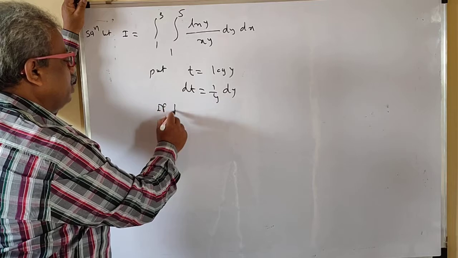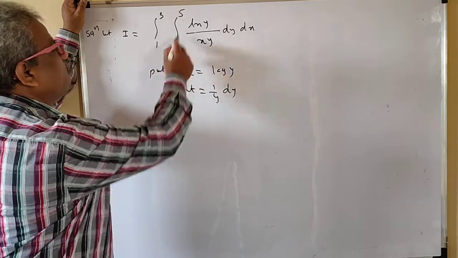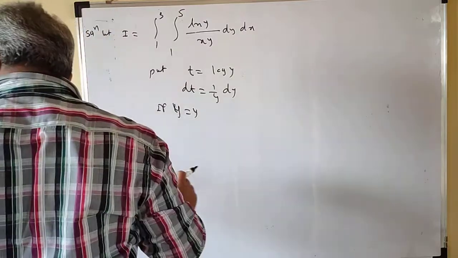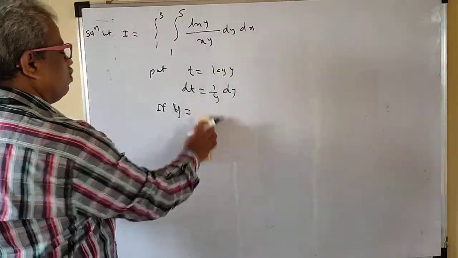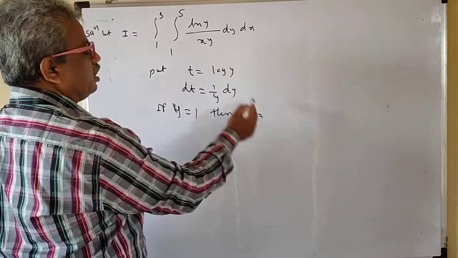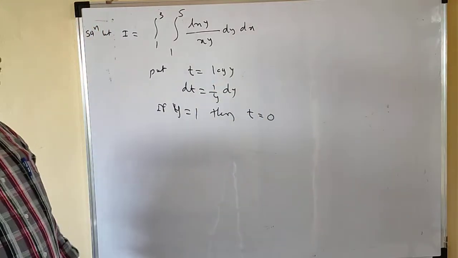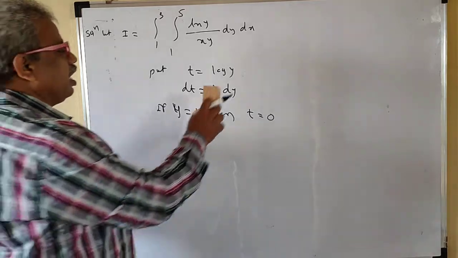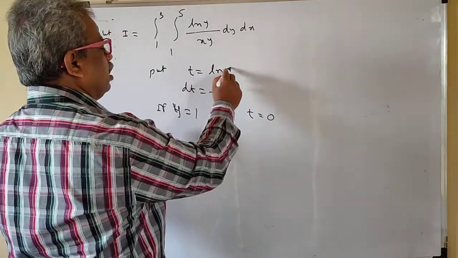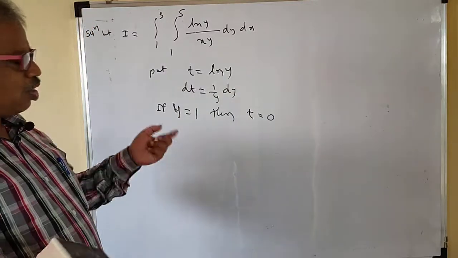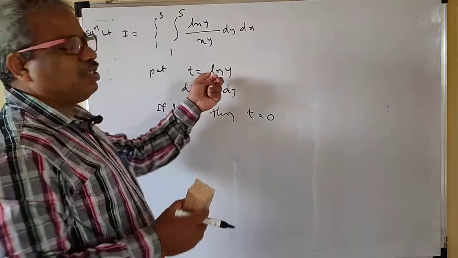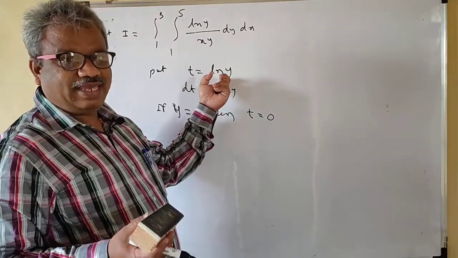So if y is equal to 1, this is y to power 1 to 5. So if y is equal to 1, then t is equal to what then? This is 0 because log 1 is 0. So actually I have to take the ln y. Ln y is same as log y actually. So base is e, right? So ln means log. Okay. So base is e now here.